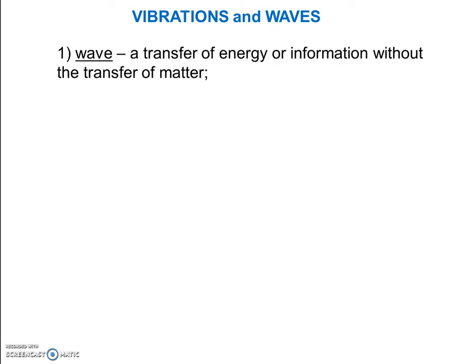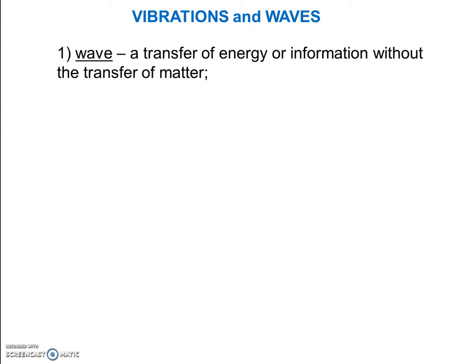Now, the topic is really in two parts. There's vibrating objects and waves, and the reason why you put the two together is there's a lot of shared vocabulary between the two. So let's start right from the very beginning with defining what a wave is. We're on the front page of your notes page called Wave Vocabulary, starting with the definition of a wave, which we define here as a transfer of energy or information without the transfer of matter.